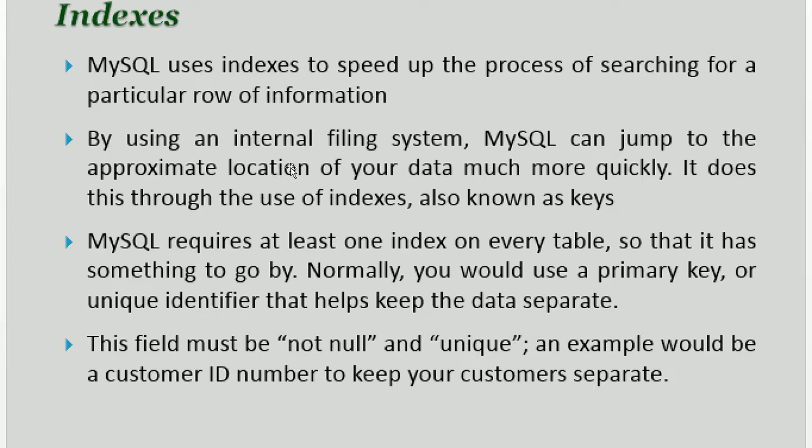Clear? What is a primary key? That is also an index, for searching the records. This field must be not null and unique. So remember, if you create any column, I mean a customer ID, student ID, passport number, Tazkira number, these are the ID columns. If you make any ID column or numeric column a primary key, by default the primary key contains two constraints in it: not null and unique.